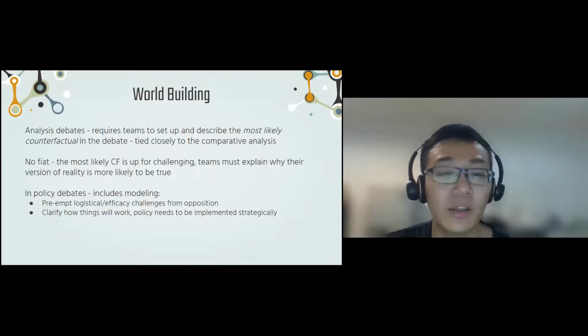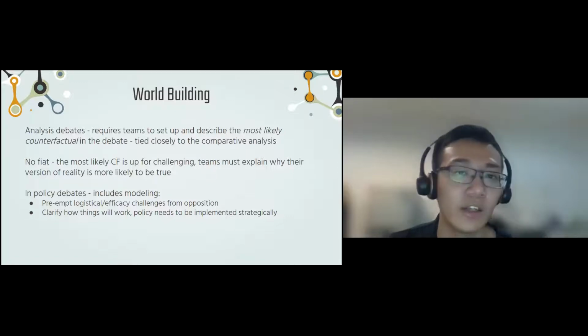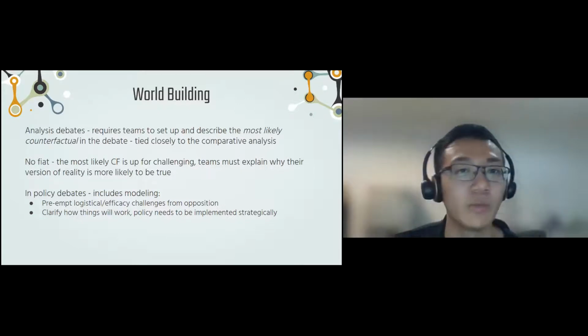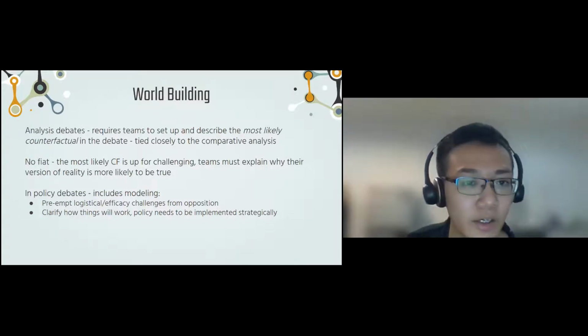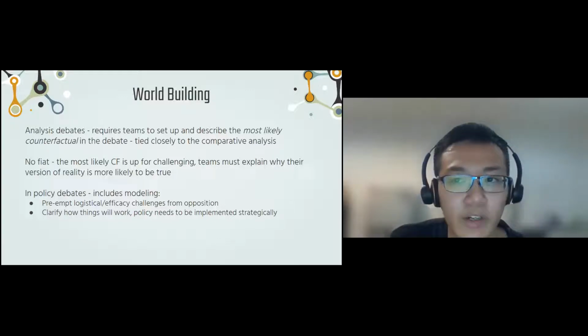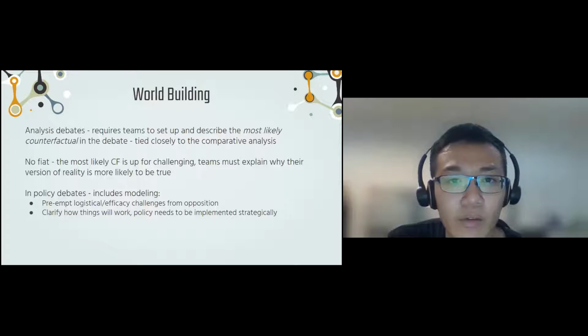Obviously, the extent of fiat is to say that the model will exist, whether it brings greater benefits, whether it creates outcomes that are effective. All of this needs to be proven analytically in the round. Okay, so I hope that's clear. It's important to have counterfactual analysis in analysis debates.